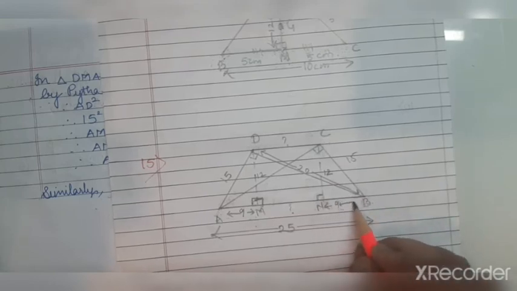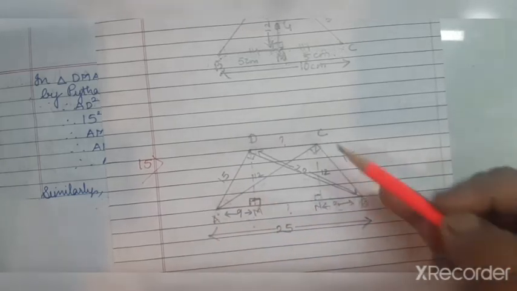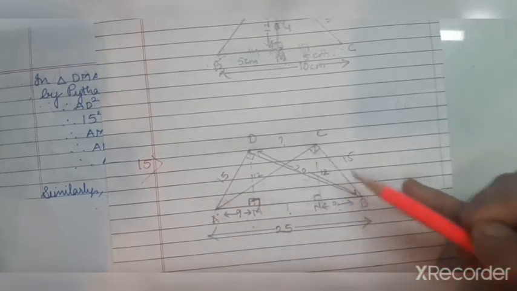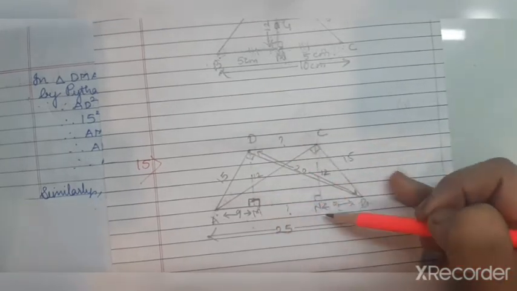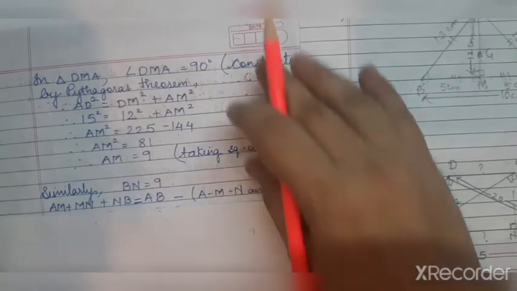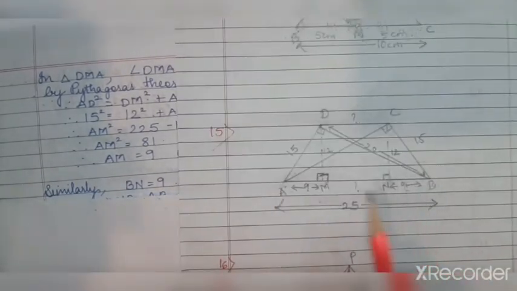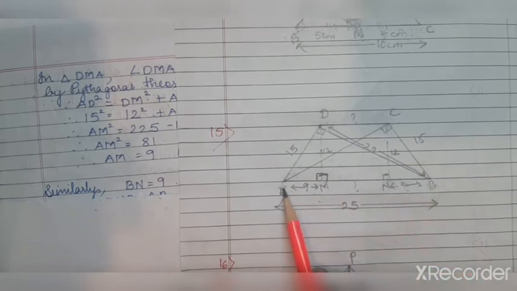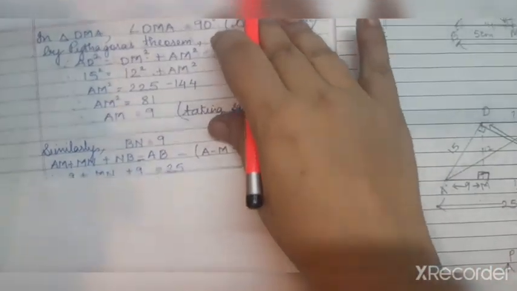The reason is, here also hypotenuse is 15. In the other triangle CNB also hypotenuse is 15. Here also one side is 12, here also one side is 12. So the answer is going to be the same. So you can straight away write similarly, BN is also 9. Now we know AB, we know AM, we know BN. We can find MN by subtracting. So that is what is written.